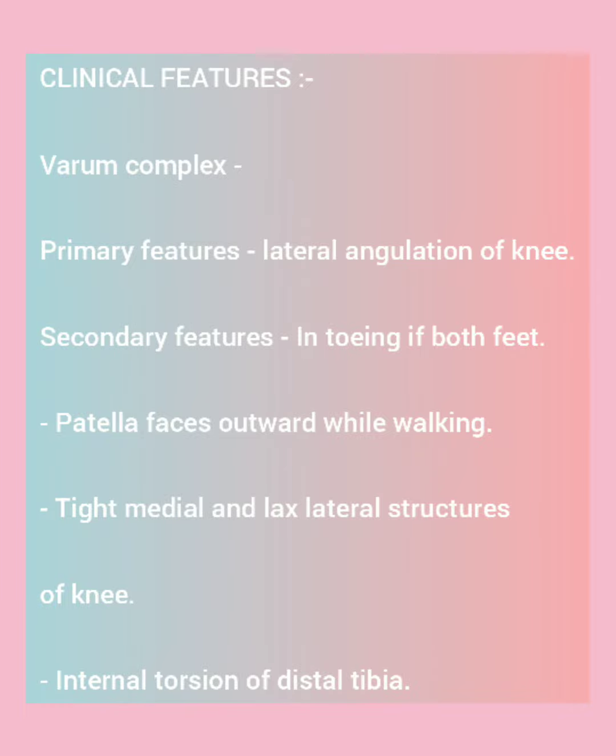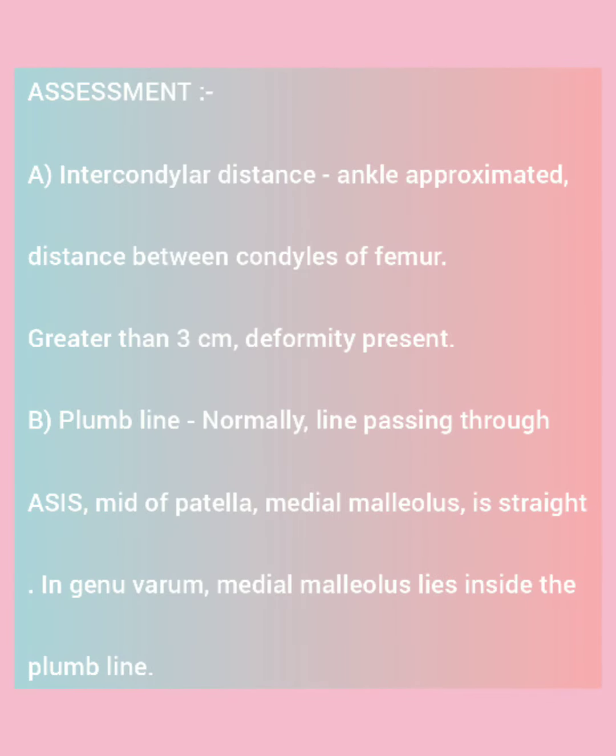Here you can imagine that when there is an internal torsion of distal tibia, that will automatically result in in-toeing of both feet. Now, the assessment part. How will you assess a person with a genu varum condition? The first point you have to see is the intercondylar distance.